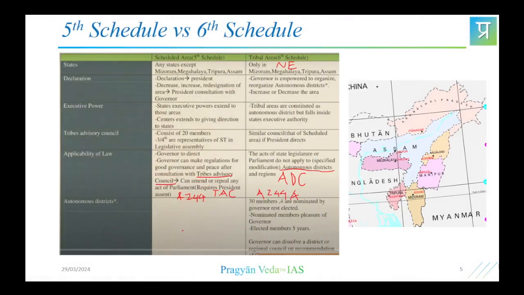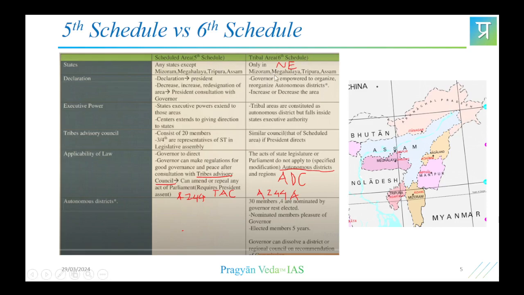Now, to delve deeply into the 5th and 6th Schedule, I have given a tabular comparative understanding. It will give a very big picture, and even some questions can come, statement-wise or even direct questions, on the 5th and 6th Schedule. So what are some states that are covered under the 5th Schedule and 6th Schedule?